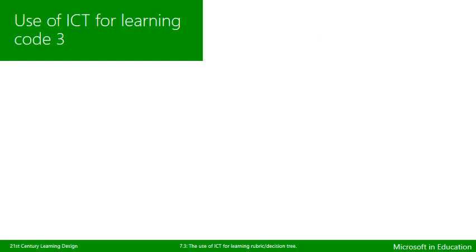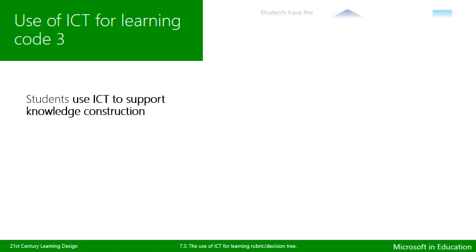If I ask if the students have the opportunity to use ICT in the learning activity, and the answer to this question is yes, then I ask myself, does ICT support students' knowledge construction? If the answer is yes, then I ask if ICT is required for constructing this knowledge. If the answer is no, then the learning activity is coded as a 3. In other words, students use ICT to support knowledge construction, but they could construct the same knowledge without using ICT.